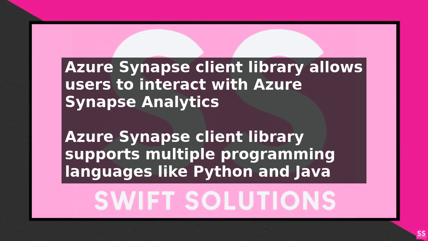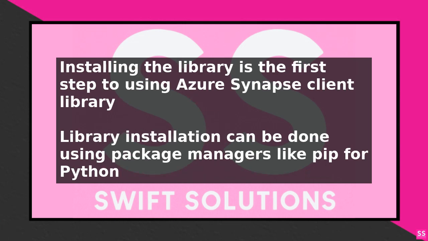Step 1. Installing the Azure Synapse Client Library. To start using the Azure Synapse Client Library, you need to install it in your preferred programming language. The library is available for languages such as Python, Java, and C#. For example, to install the Azure Synapse Client Library for Python, you can use pip, the Python package manager.